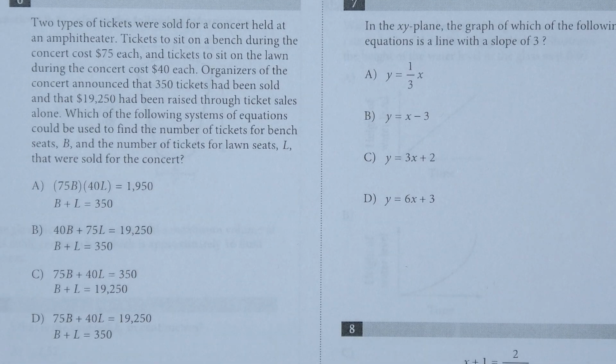2 types of tickets were sold for a concert held at an amphitheater. Tickets to sit on the bench during the concert cost $75 each, and tickets to sit on the lawn during the concert cost $40 each. Organizers of the concert announced that 350 tickets can be sold and that $19,250 had been raised through ticket sales alone. Which of the following systems of equations could be used to find the number of tickets for bench seats, B, and the number of tickets for lawn seats, L, that were sold for the concert?